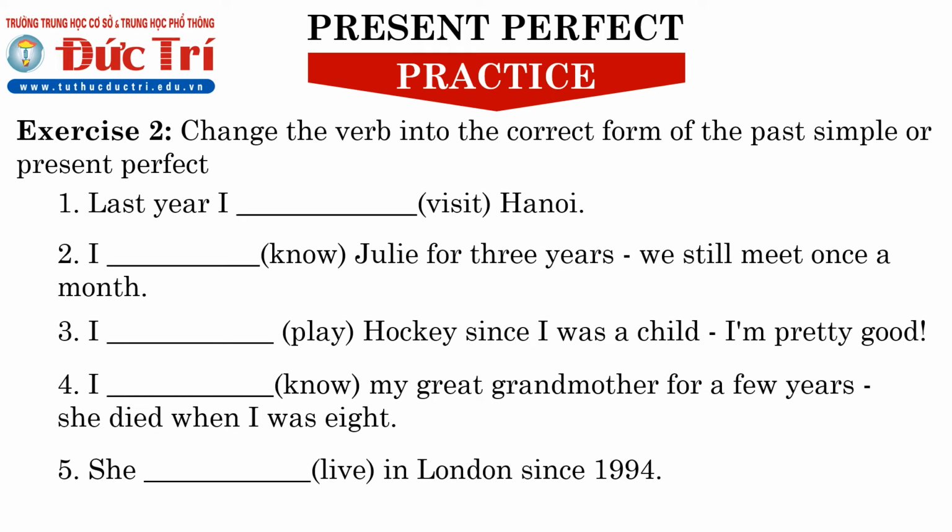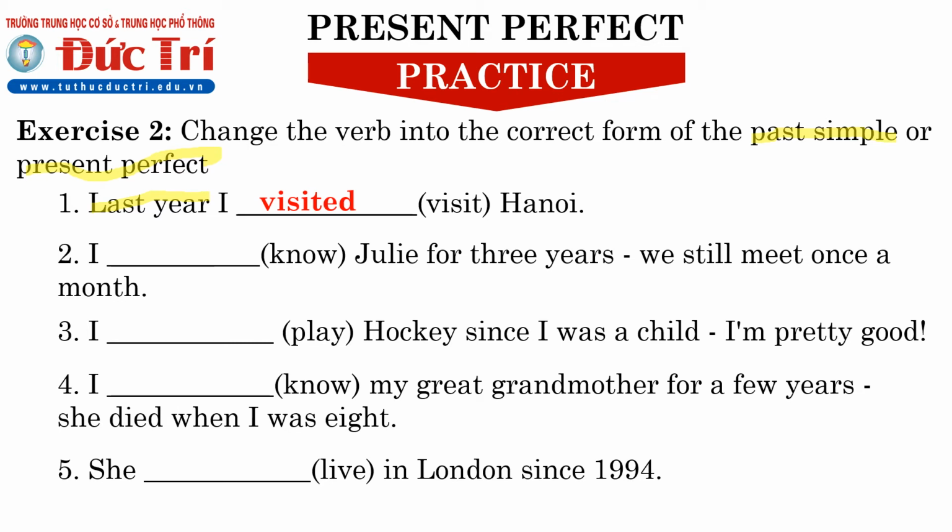Exercise number 2. Verb form. The past simple or present perfect. Number 1. Last year, I Hanoi. Last year is a specific time in the past, so we're using the past simple.